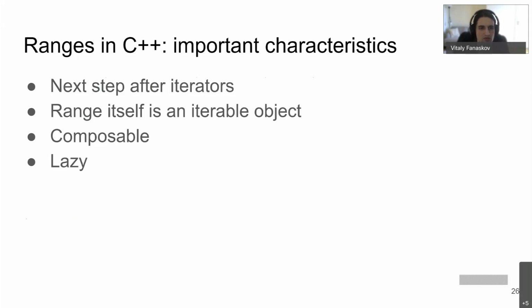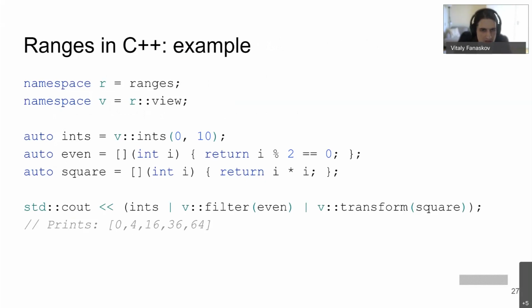And as I mentioned before, this pipeline can be lazy, or you can provoke the evaluation at any midpoint you want. So let's say here is a simple example of using ranges. I introduced a few aliases here, R for ranges and V for views. In this line, I'm just creating a view of 10 elements from 0 to 9. It's a half closed range.